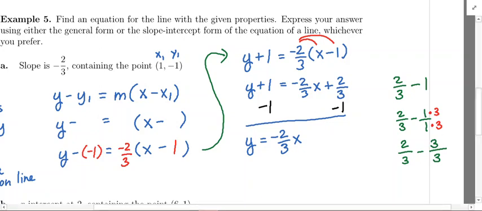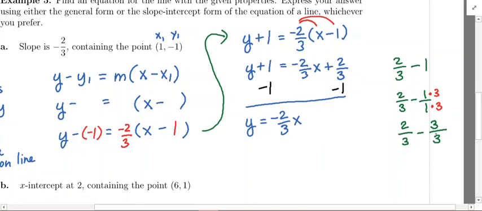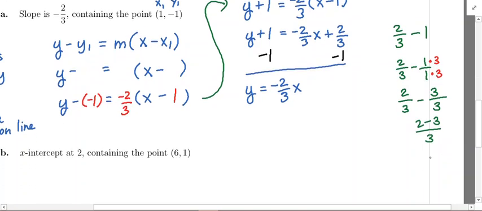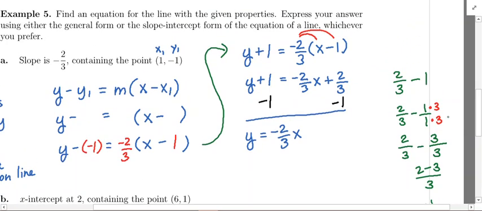Now both fractions have the same bottom, so we can subtract. We can combine them into one fraction over 3 and subtract across the top. 2 minus 3 is going to be negative 1/3. That is going to be your y-intercept here. 2/3 minus 1 is negative 1/3. That's it. This is the answer.